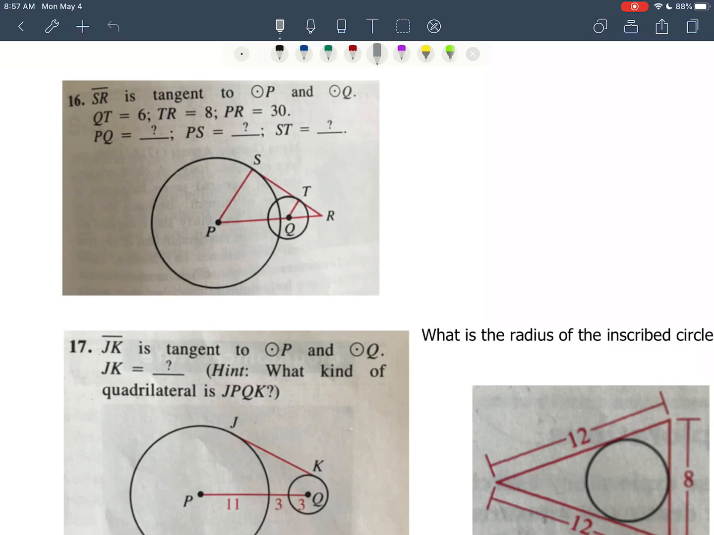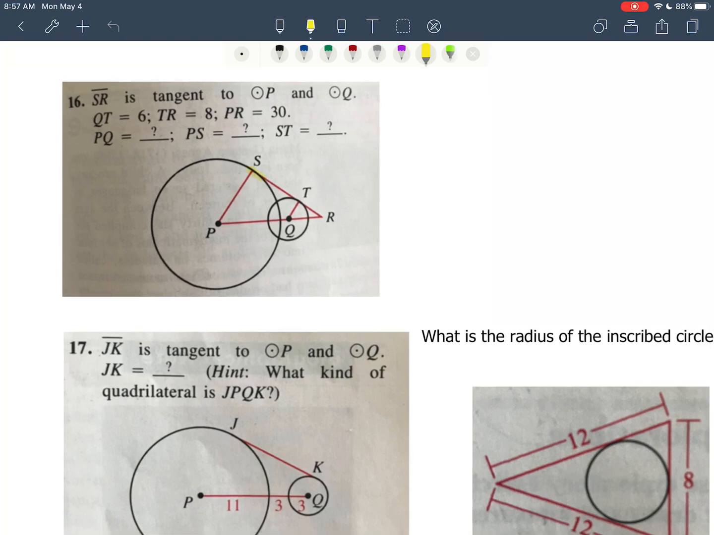I have a problem here where I'm going to demonstrate the relationship between the radius and a tangent line. So first, it says SR is tangent to circle P. The point at which it touches the circle is the point of tangency. The fact that we have this radius here makes a right angle. So the radius and the tangent line are going to be perpendicular at the point of tangency.